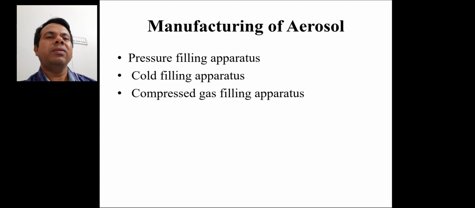Now the fifth part is manufacturing of pharmaceutical aerosol system. It describes how an aerosol container is filled with the propellants, product concentrate and other excipients. The filling of the aerosol container consists of three processes: pressure filling apparatus, cold filling apparatus and compressed gas filling apparatus.